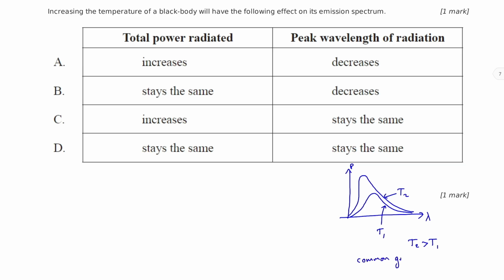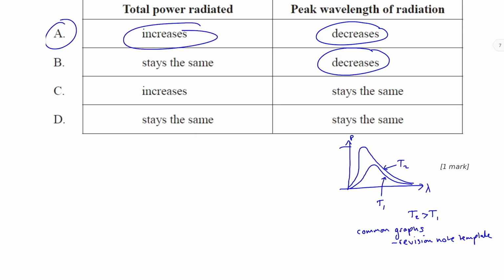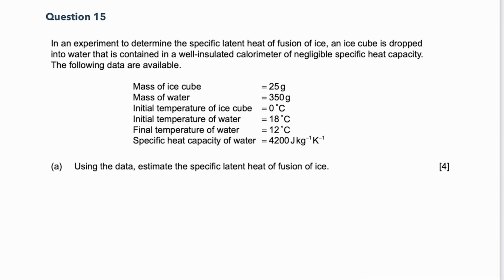You need to plot this in your common graphs section of your revision note template. You can see that with a higher temperature, which is what we're saying in question 10, the wavelength decreases. And you can see that the total power, which is on this axis here, increases. The answer is A.